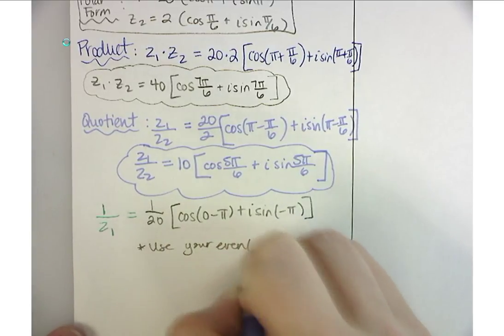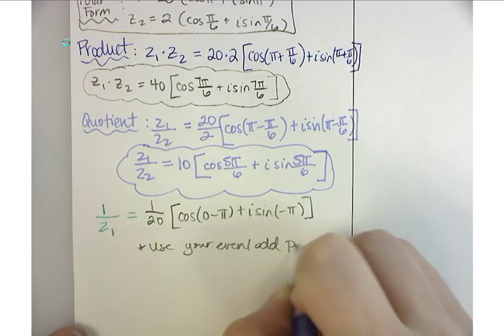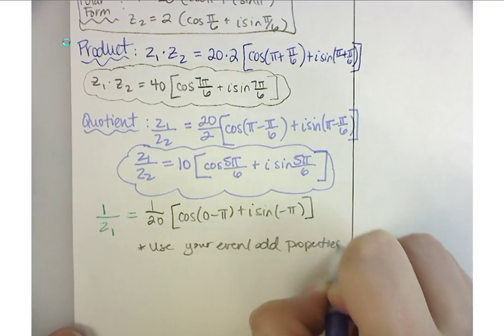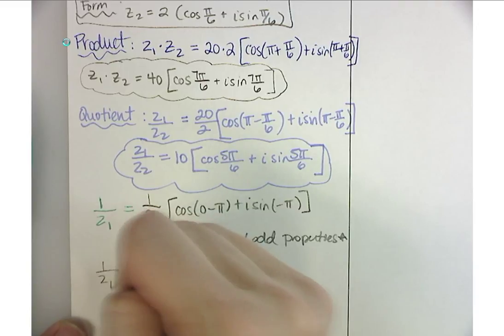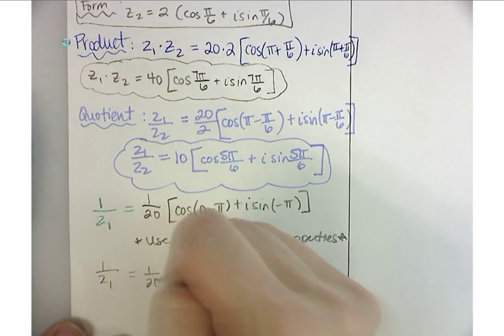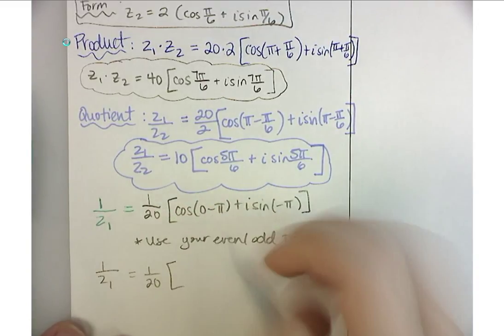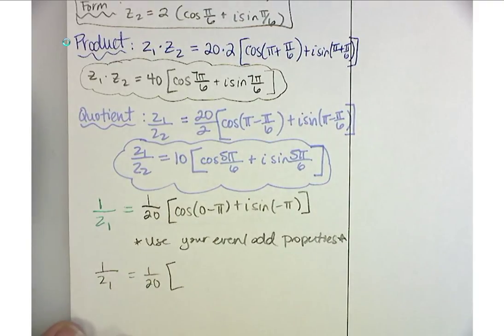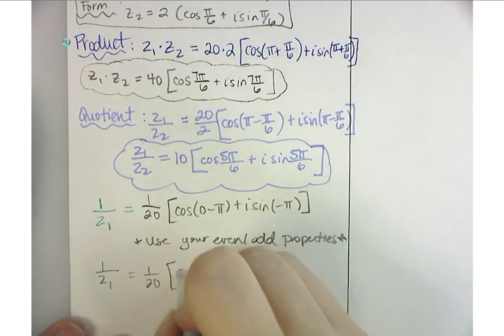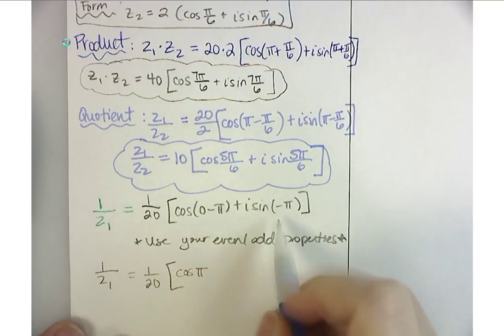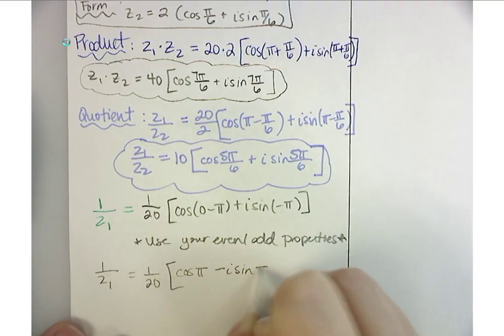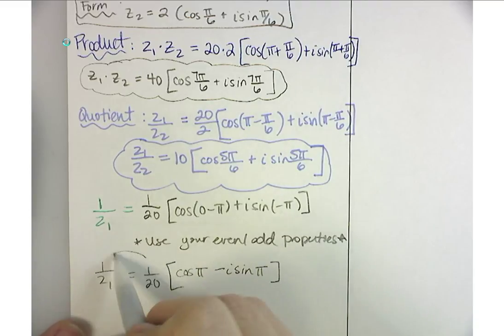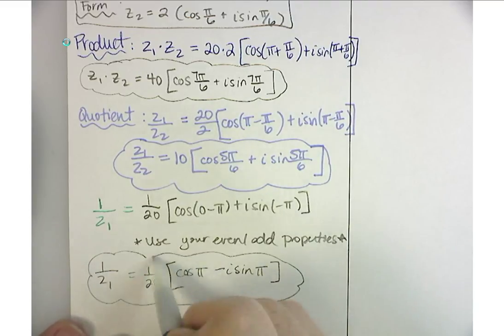If you're working ahead of me, that's excellent, but please check back in now and make sure that you wrote these correctly. So 1 over z sub 1 is going to be 1 over 20. And then the cosine, is that even or odd? Even. So that means the cosine is going to be pi. Now, because this one's odd, the negative comes in front. And this will be your final answer. Okay, so please check that.